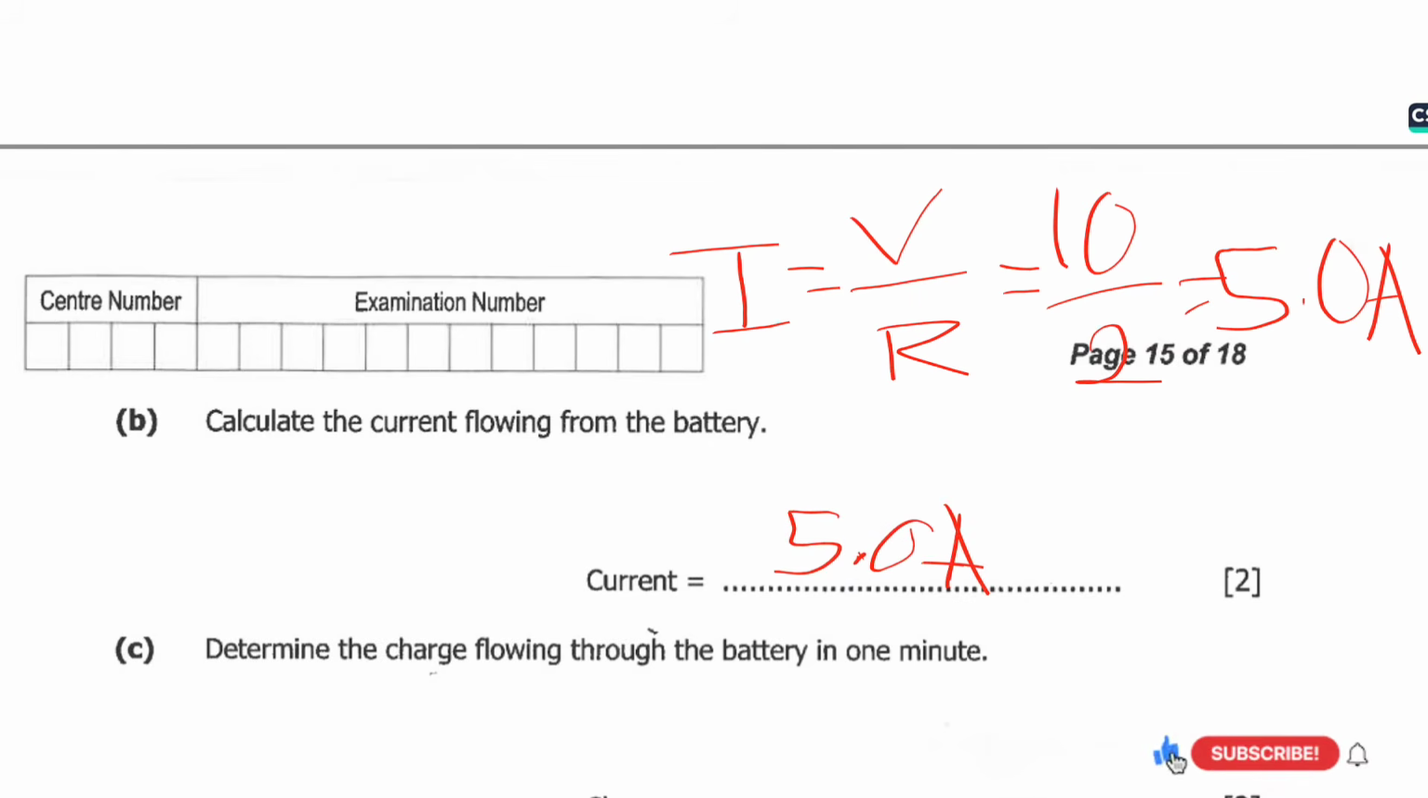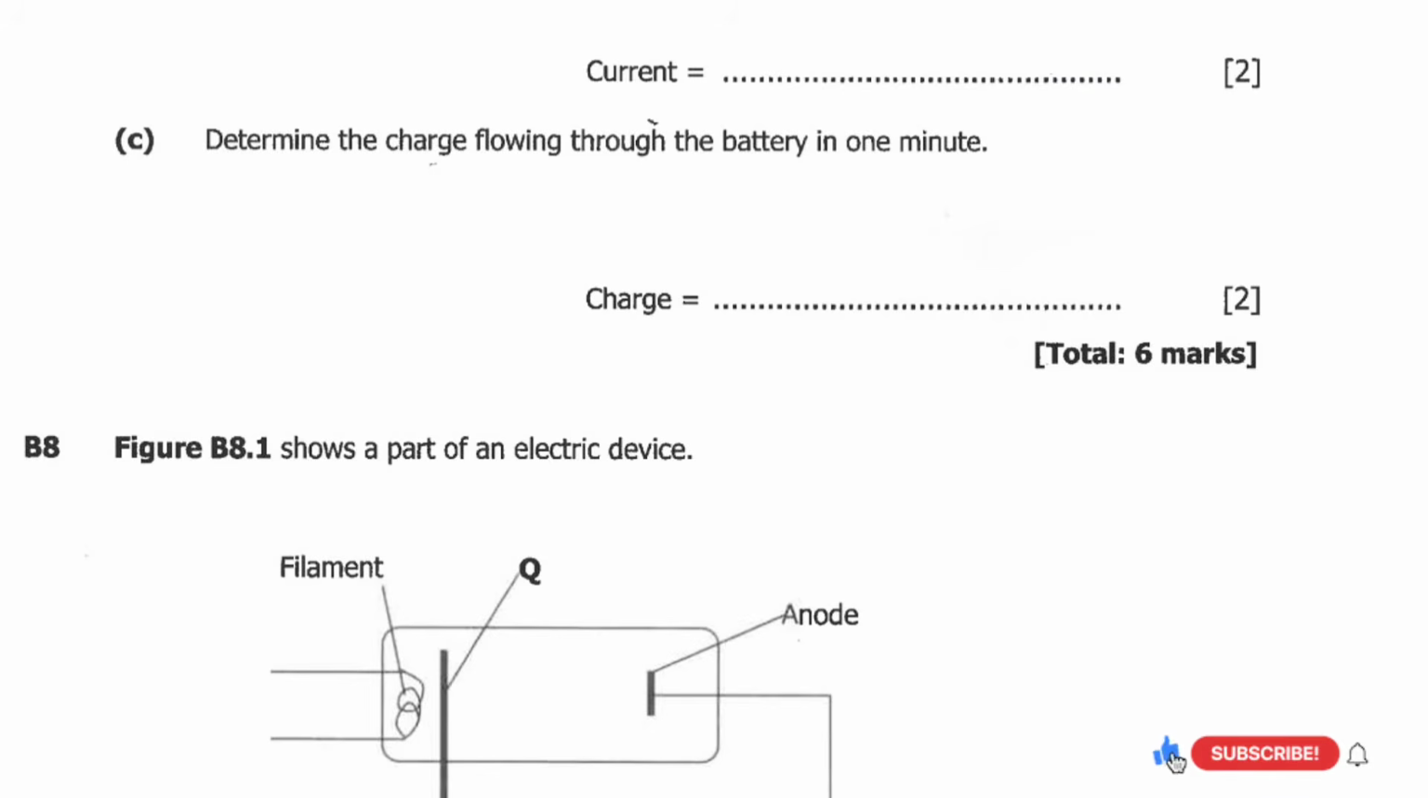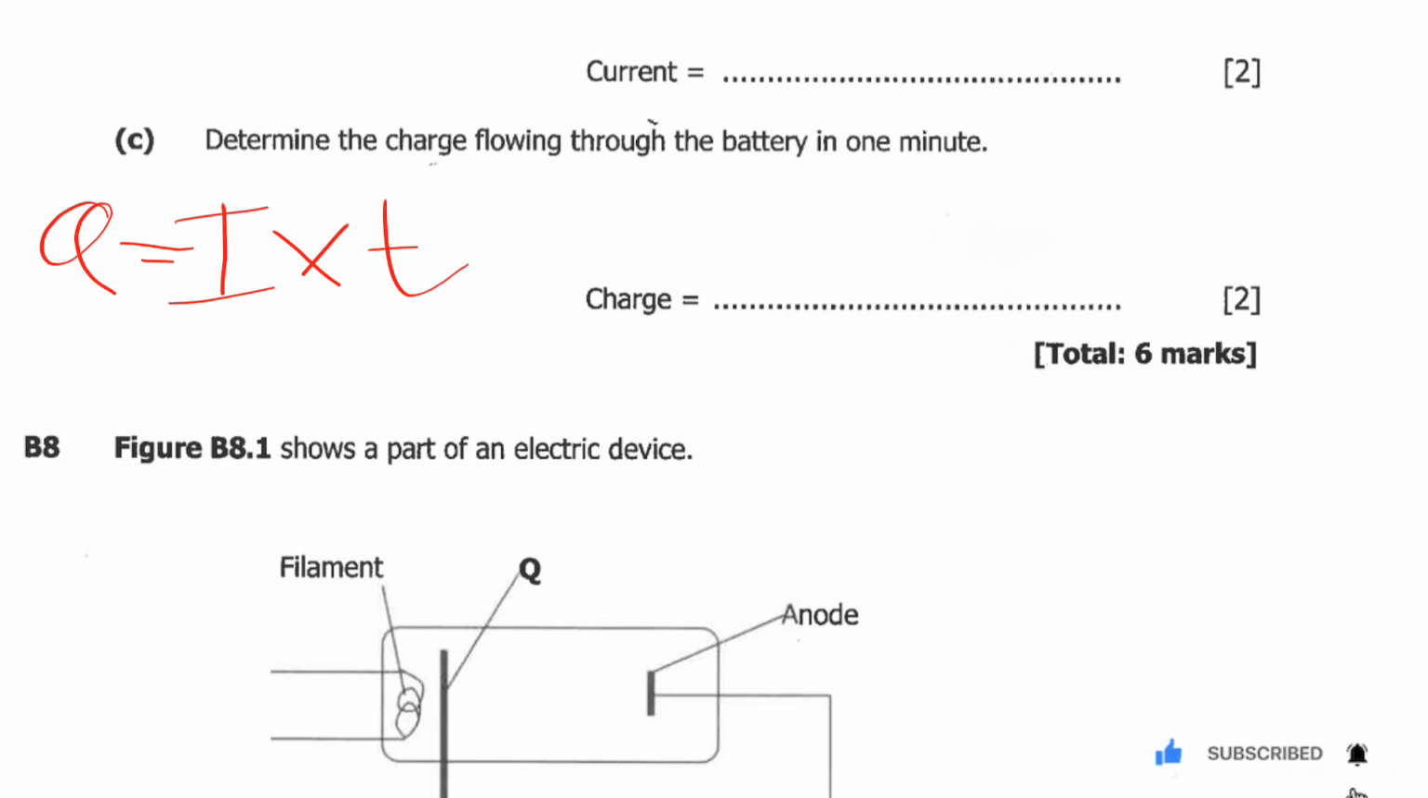Then question C is saying, determine the charge flowing through the battery in 1 minute. Charge, symbol Q, is current times time. The time is supposed to be in seconds, but here we're given minutes. How many seconds are in 1 minute? 60 seconds.